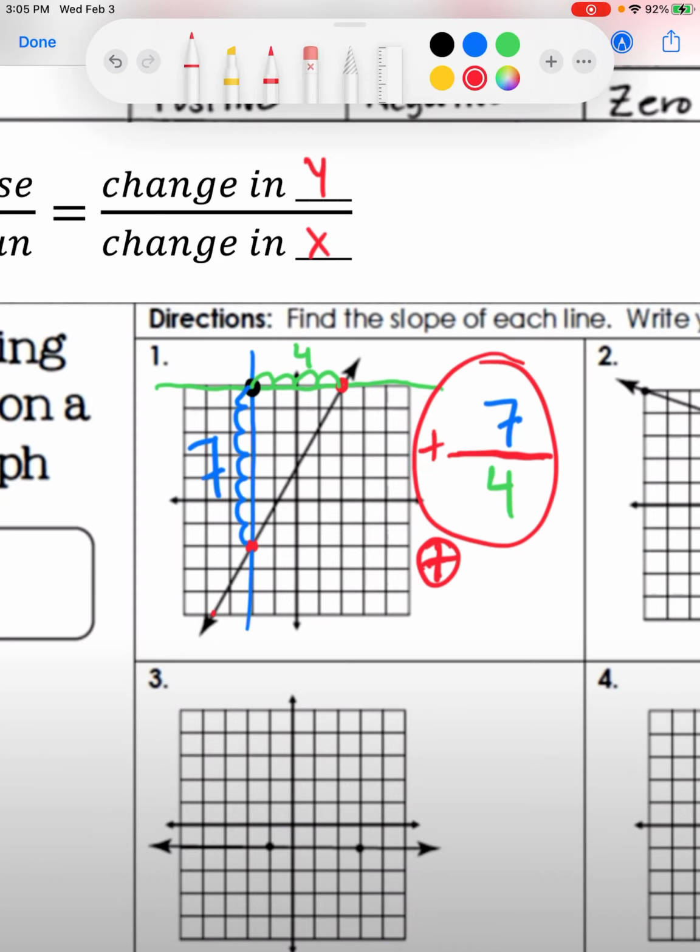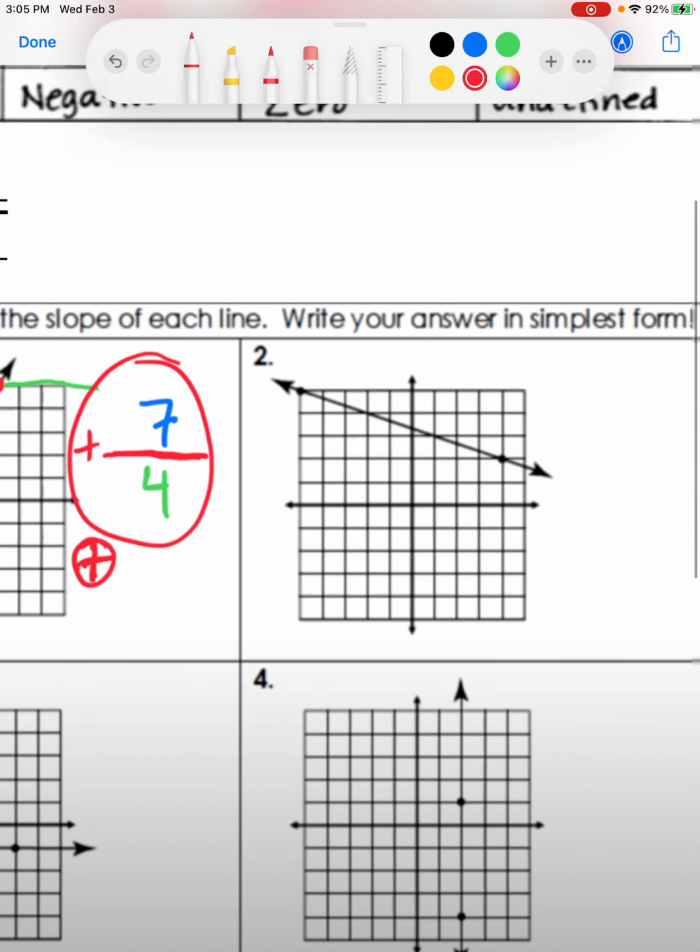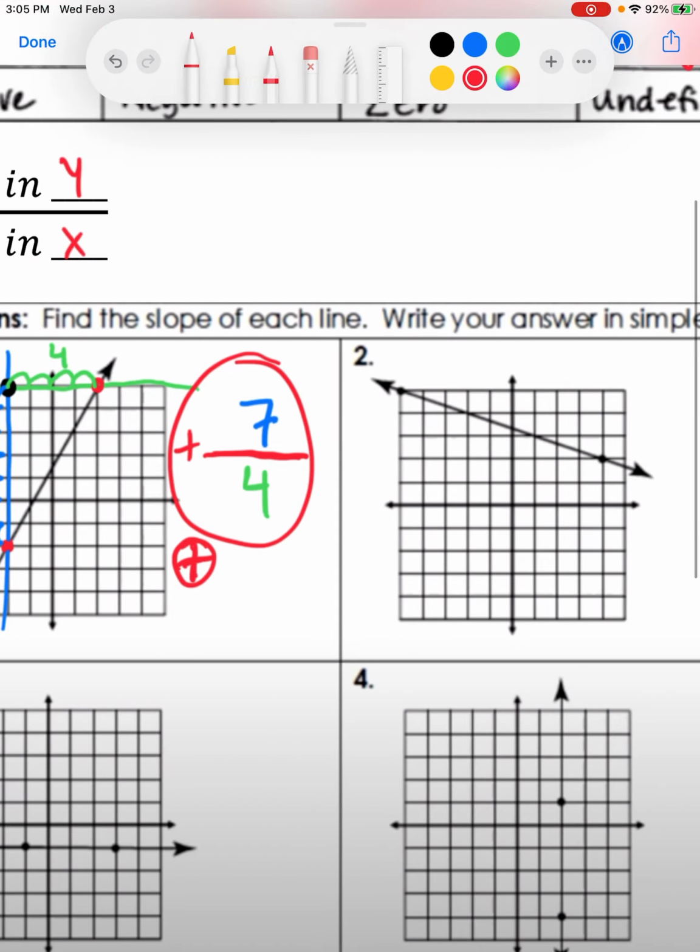I could say positive 7 over 4 if I want to. It's not necessary when it's a positive. We just absolutely have to put it in if it's a negative.